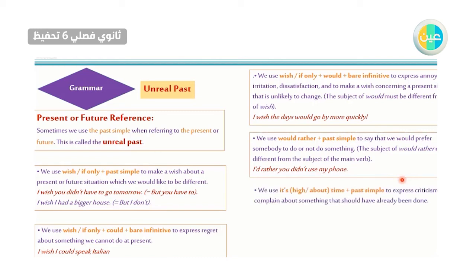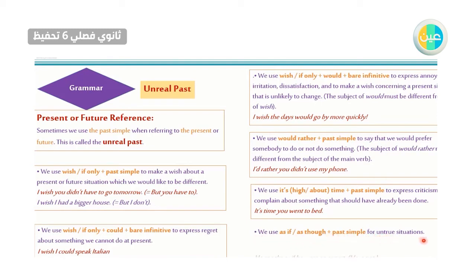Okay, also we have this structure. We use it's time, it's high time, it's about time, plus past simple to express criticism or complaint about something that should have already been done. For example, it's time you went to bed. Also, the last structure is as if, as though, plus past simple. Use it for untrue situations. For example, he speaks as if he were an expert. Notice here he were, not he was, because in unreal past we use were instead of was with he, she, it.